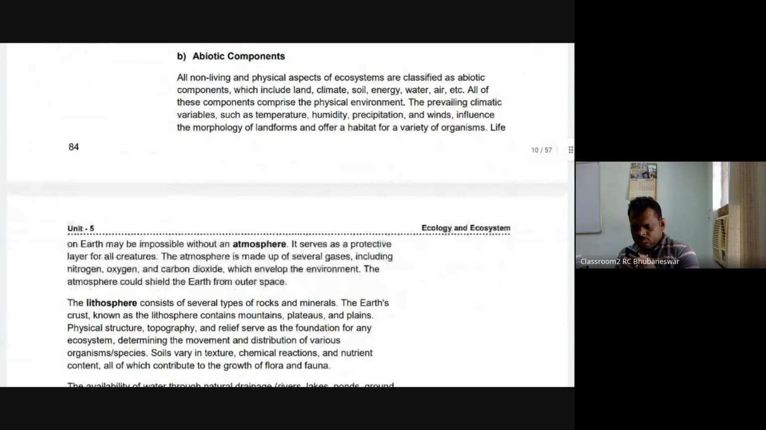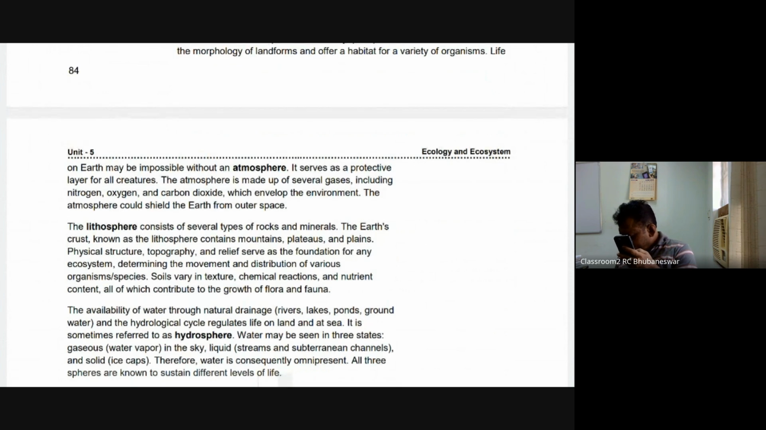Then abiotic components: all the non-living things or components of the environment or ecosystem are your abiotic component. In this you have land, climate, soil, water, energy, and air. All these will be considered as abiotic components. Air is found in the atmosphere: different types of gases, like nitrogen, oxygen, carbon dioxide, and dust particles. Then you have water vapor. All these are considered abiotic components of an ecosystem.